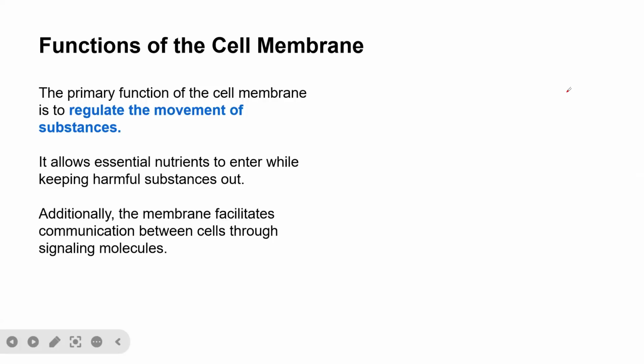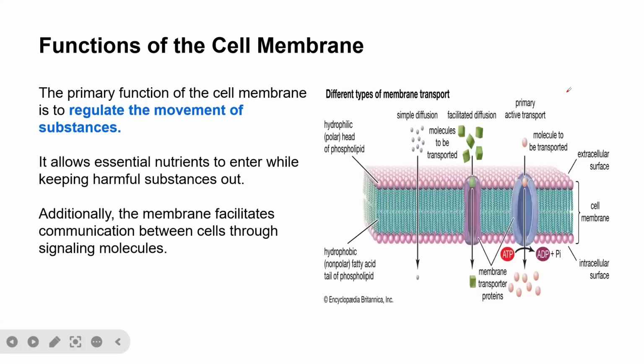In addition, the cell membrane facilitates communication between cells through signaling molecules. Generally, how cells communicate is that signaling molecules are released by the cell, which facilitates the communication between cells of our body. So you see, cellular communication is the work of the cell membrane through signaling molecules. Of course, on the issue of the cell membrane, there are different types of membrane transport, as we said that it controls the movement of substances.